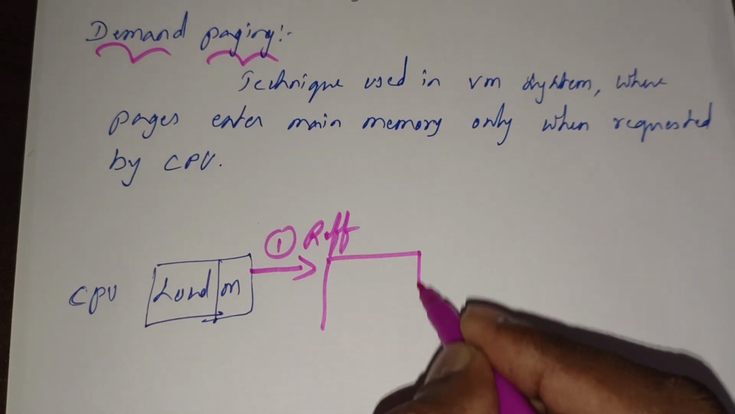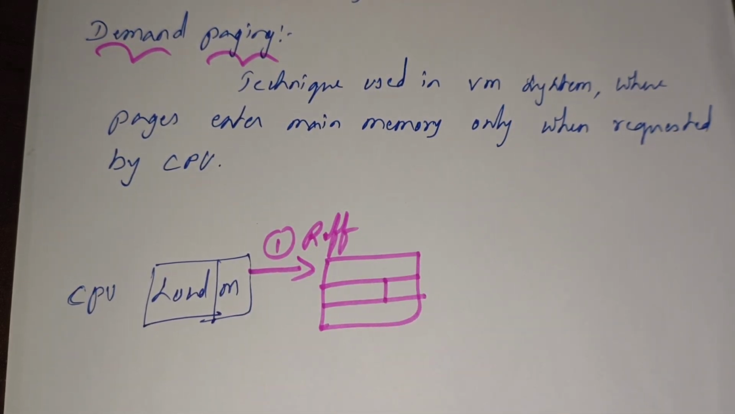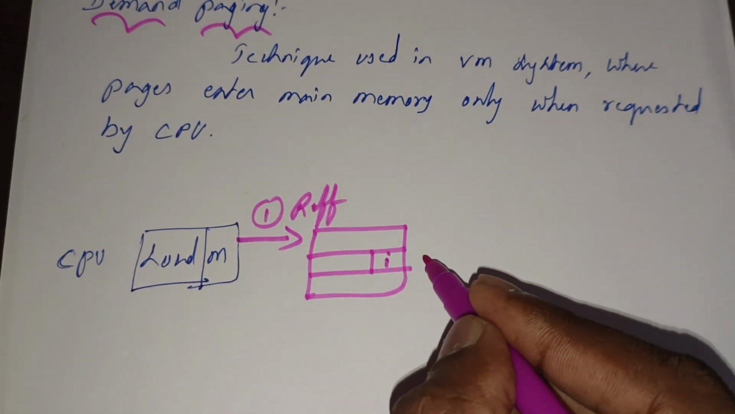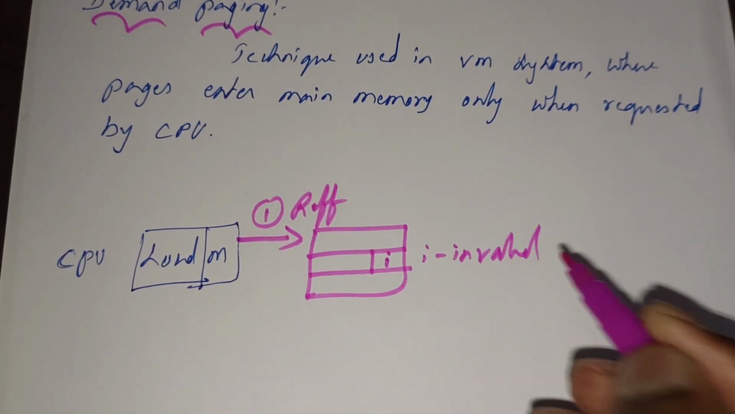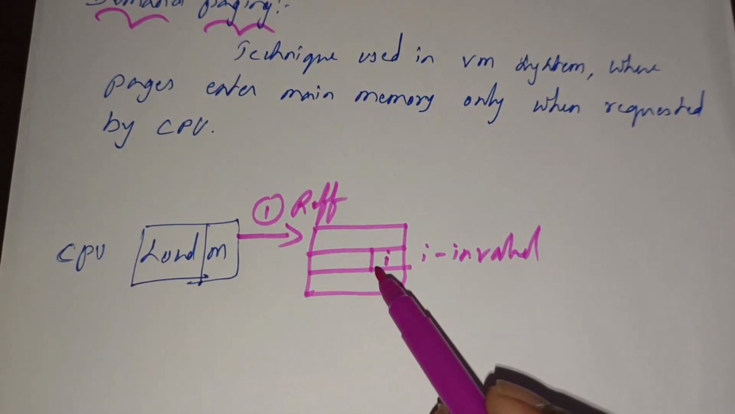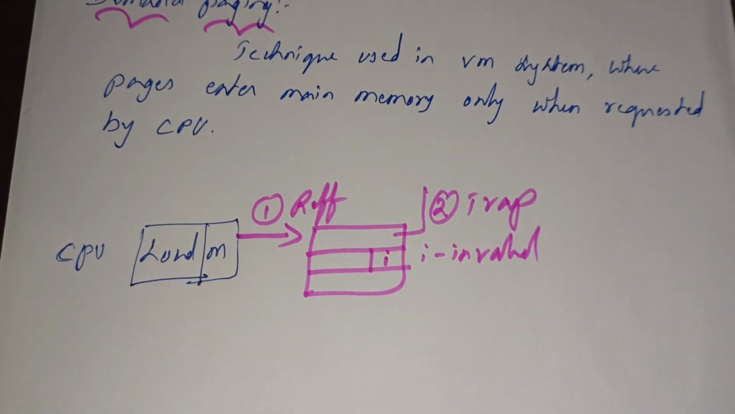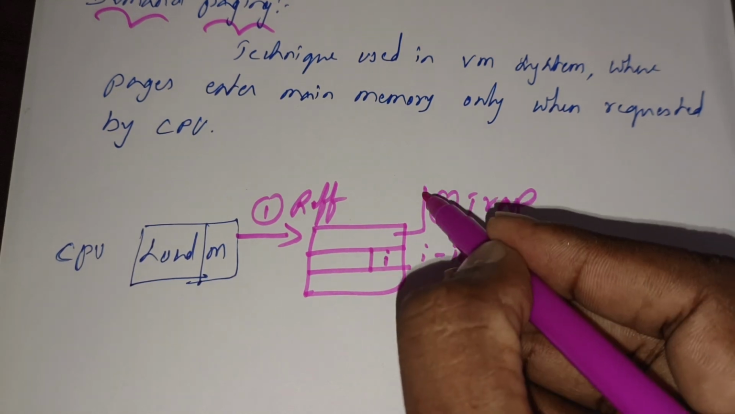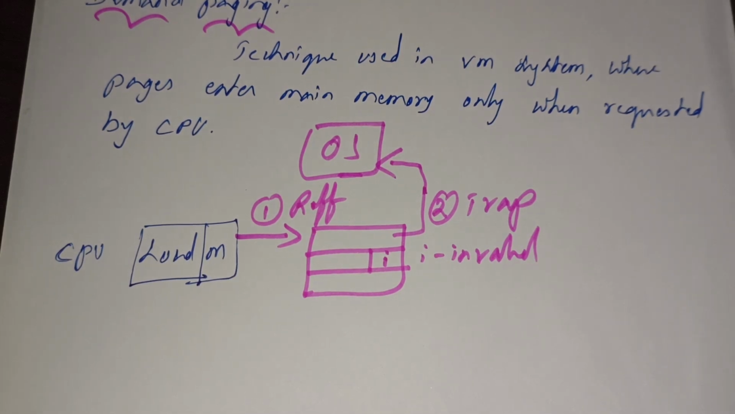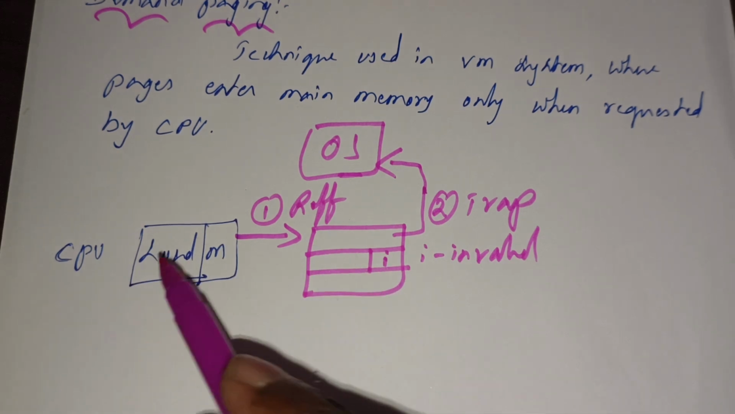Now we have a page table here. The page table doesn't find M here, which means the main memory doesn't have it, so it is marked as I. I stands for invalid. Whenever the requested page is not there, it immediately sends a trap. That is number two: it sends a trap. A trap is a message communicated to the operating system. This is the OS, for example. Whichever page is not available, it is very serious because it was requested by the CPU.